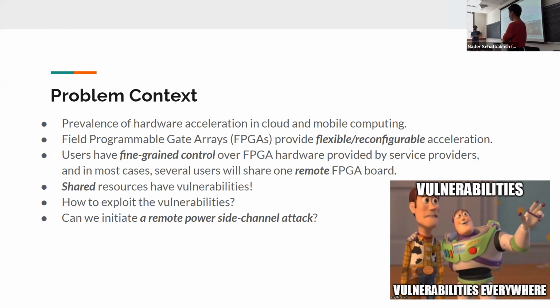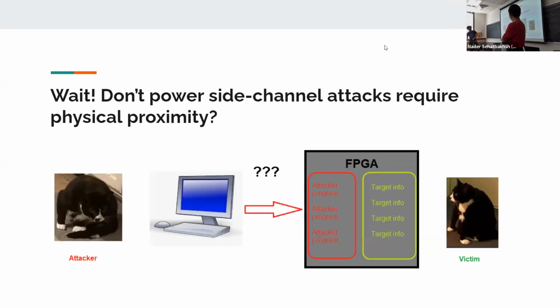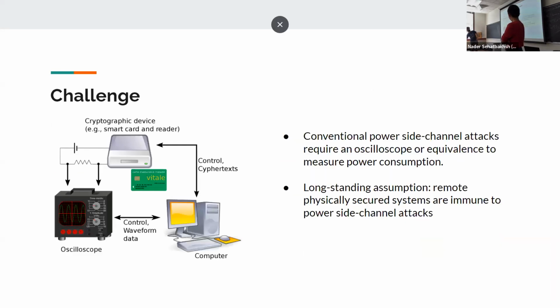And we know that shared resources often have vulnerabilities. So how to exploit the vulnerabilities? And can we initiate a remote power side channel attack? But wait, don't power side channel attacks require some physical proximity? Conventionally speaking, yes. Usually power side channel attacks require an oscilloscope or some equivalent like a voltmeter to measure power consumption.